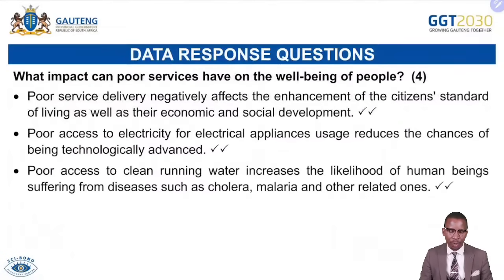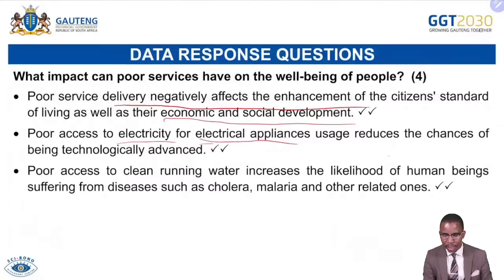If ever there are poor services, we are still on what we call services as a part of social indicators. So poor service delivery negatively affects the enhancement of citizens' standard of living as well as their economic and social development. Poor access to electricity for electrical appliances usage reduces chances of being technologically advanced. Poor access to clean running water increases the likelihood of human beings suffering from diseases such as cholera, malaria, as well as other related diseases. So if ever there are poor services being provided, that can lead to a poor living standard within the society.